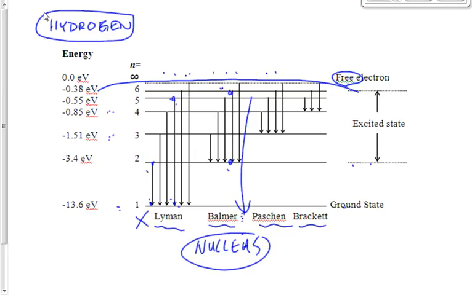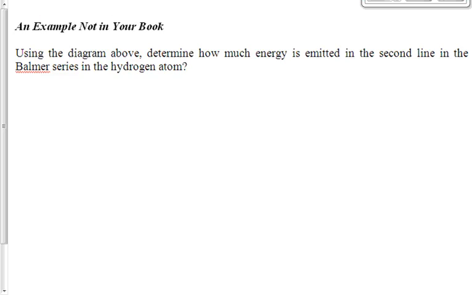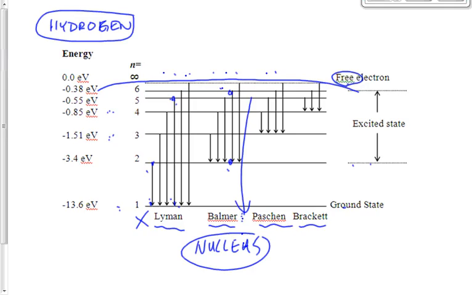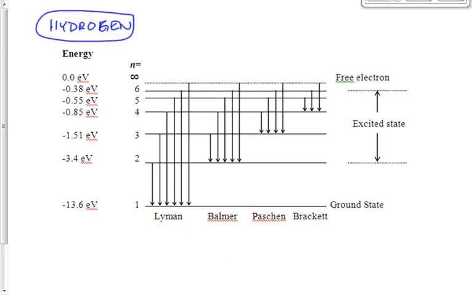All right? Let's do a little question here. And this one's on the handout, I think. Yeah, I think they all are, actually. Using the above diagram, determine how much energy is emitted in the second line of the Balmer series in the hydrogen atom. The second line of the Balmer series. Now, again, you don't need to memorize what the Balmer series is. Yeah, you have it labeled on your diagram here. But the second line of that Balmer series would be this one.